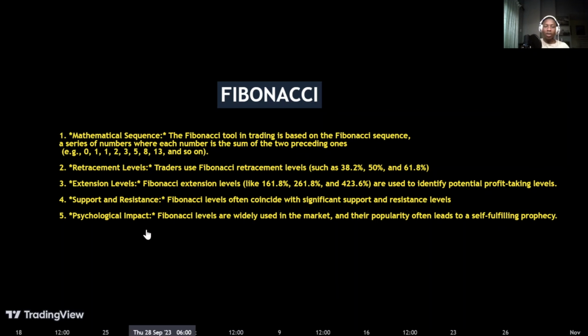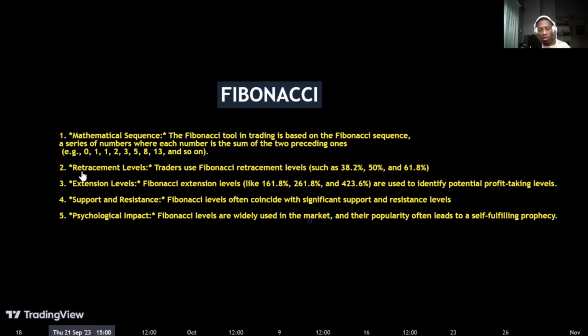So the Fibonacci is basically a mathematical sequence. The Fibonacci tool in trading is based on the Fibonacci sequence. It's a series of numbers where each number is the sum of the two preceding numbers. So for example, 0 plus 1 is 1, 1 plus 1 is 2, 2 plus 3 is 5, 5 plus 8 is 13, and so on. That is the Fibonacci sequence, and we utilize this in trading too. It helps us identify key points or key zones to execute based off of.